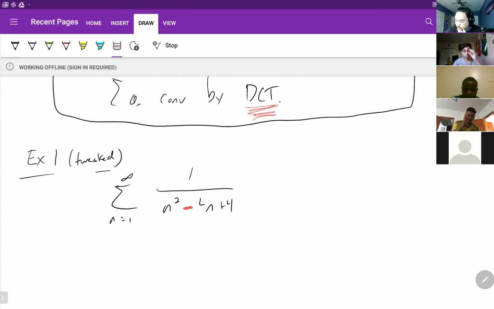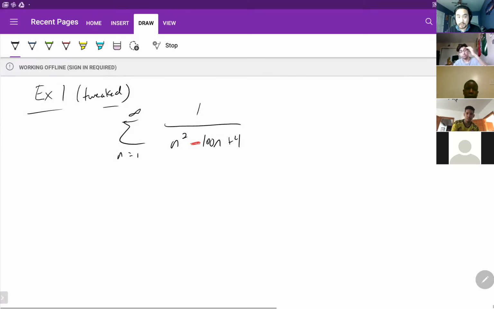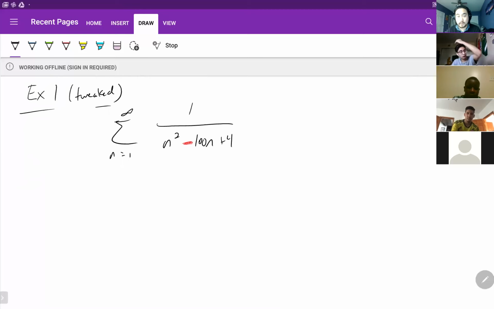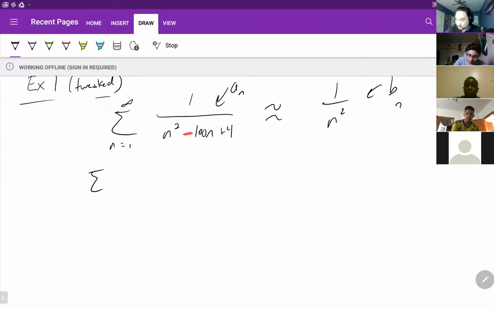Do you guys see the tiny little change I made? I put a minus 100n. And what that minus is actually going to do is screw things up for us. So watch this. Once again, this resembles 1 over n squared. I'm just going to go through this real quick, right? We wanted A sub n to be less than B sub n, but B sub n is no longer going to be greater than A sub n.